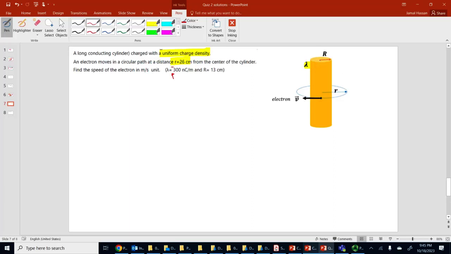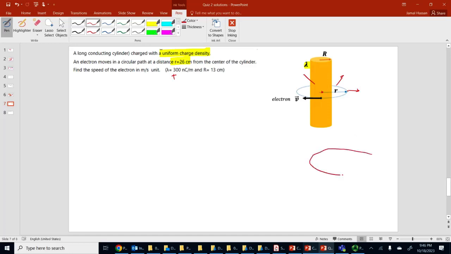Because if the cylinder is negative charge, the electric field will go toward the cylinder at any point on the path of the electron. Actually, no, this is an electron, so my mistake. This is correct. So it's actually positive, because if it's positive, the electric field at this location will go this way, and at that location that way. So the force on this electron will be toward the center of this circle.